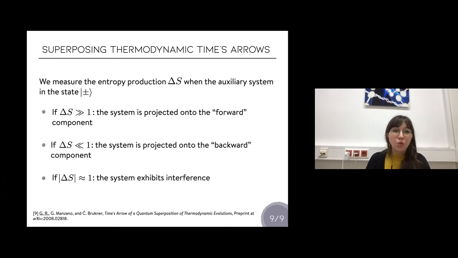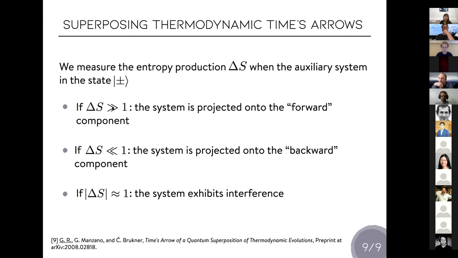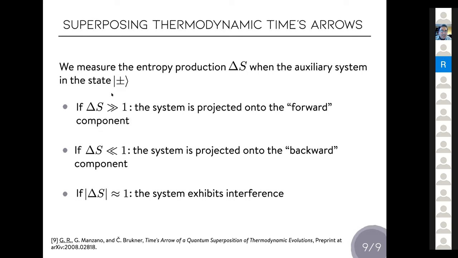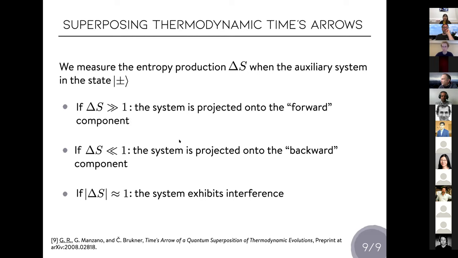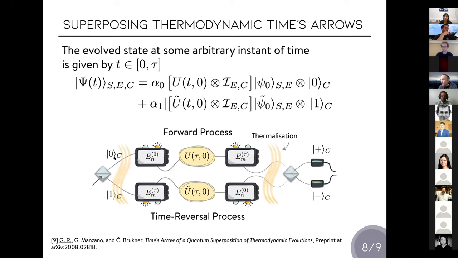And what we found is the following. We found that if we perform a measurement of the entropy production when the auxiliary system is, for example, projected onto the state plus or minus, our measurement, which was a measurement of the entropy, will actually effectively project my quantum superposition onto either the forward component or the backward component, depending on whether I get a very large value of entropy production with positive sign or with negative sign. So even though I did not measure the control system, if I were to measure the control system, projecting, for instance, the control system in the state zero, then I would effectively project on this, for instance, upper component. And if I was instead projecting it onto one, I would effectively project it into this time reversal component. But I'm not doing that, so I'm not measuring the control system. I'm just performing a measurement of the entropy production.